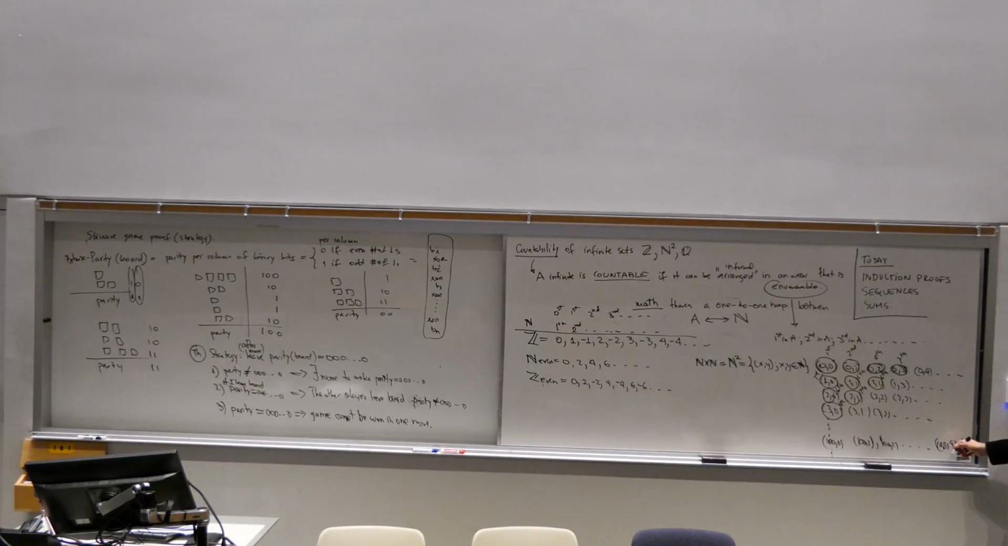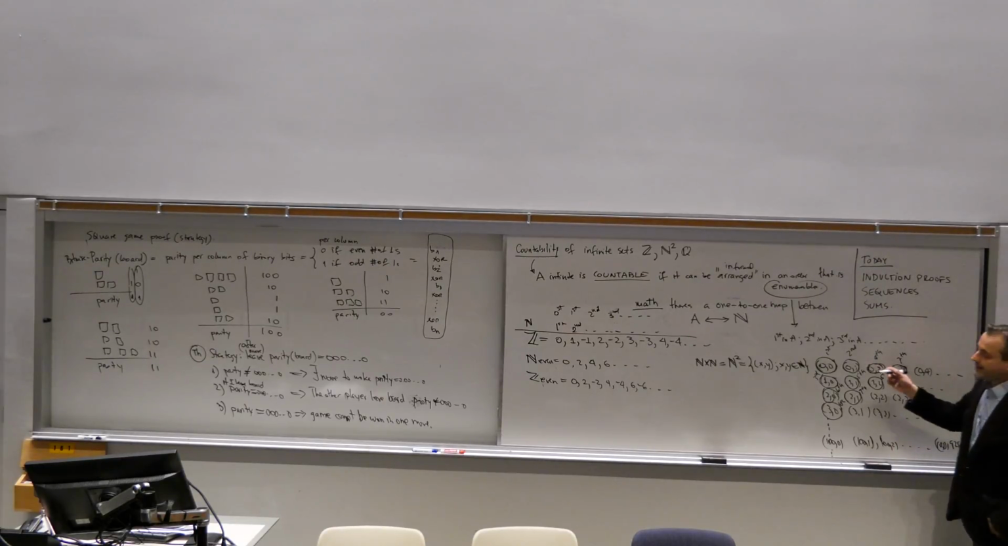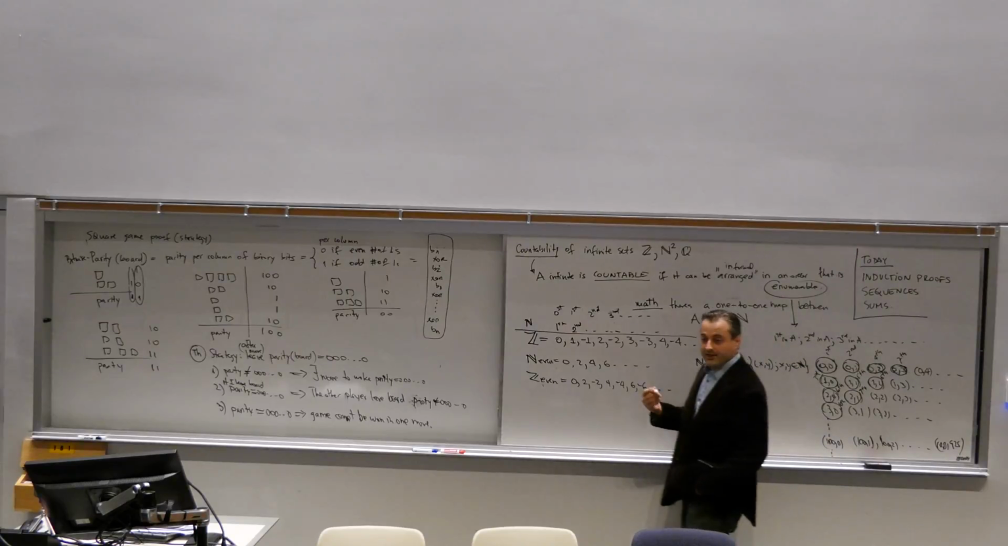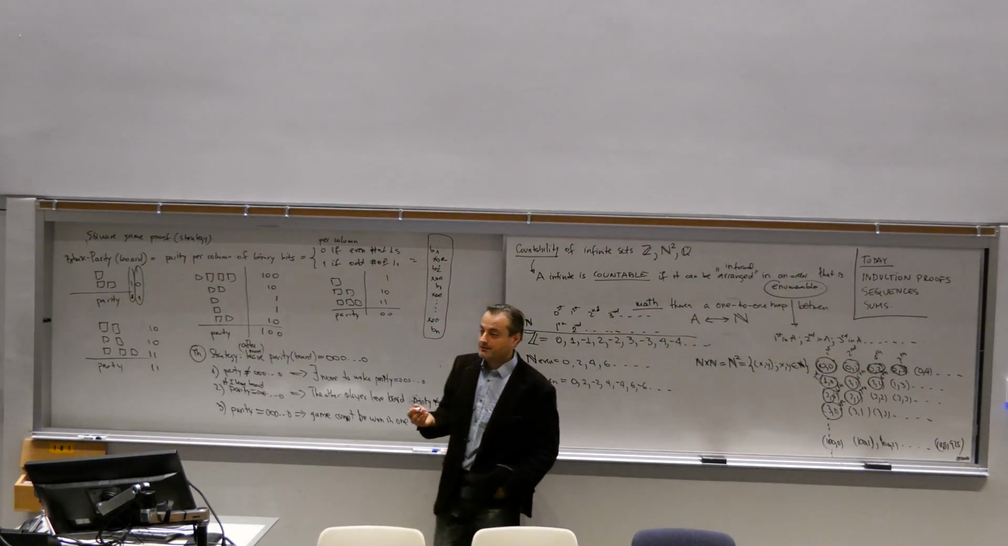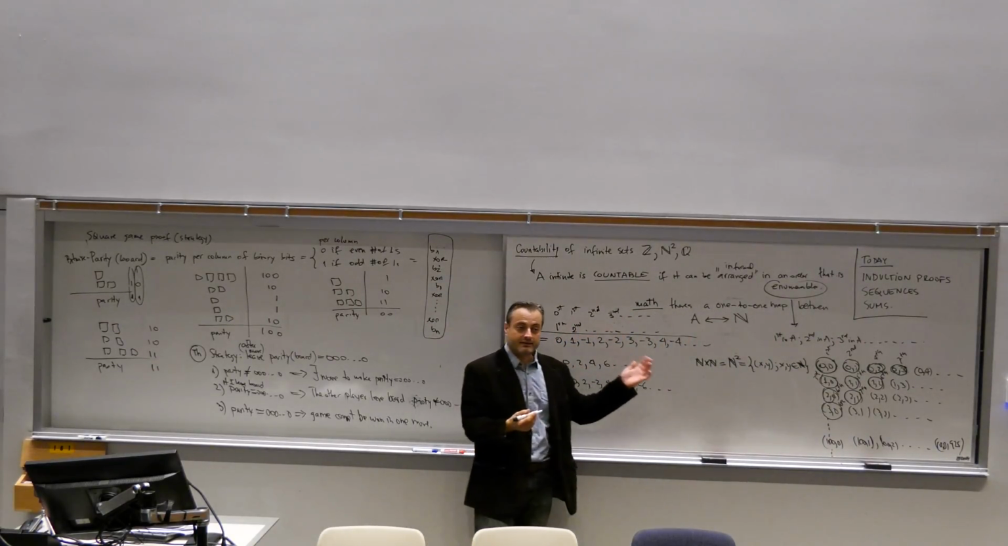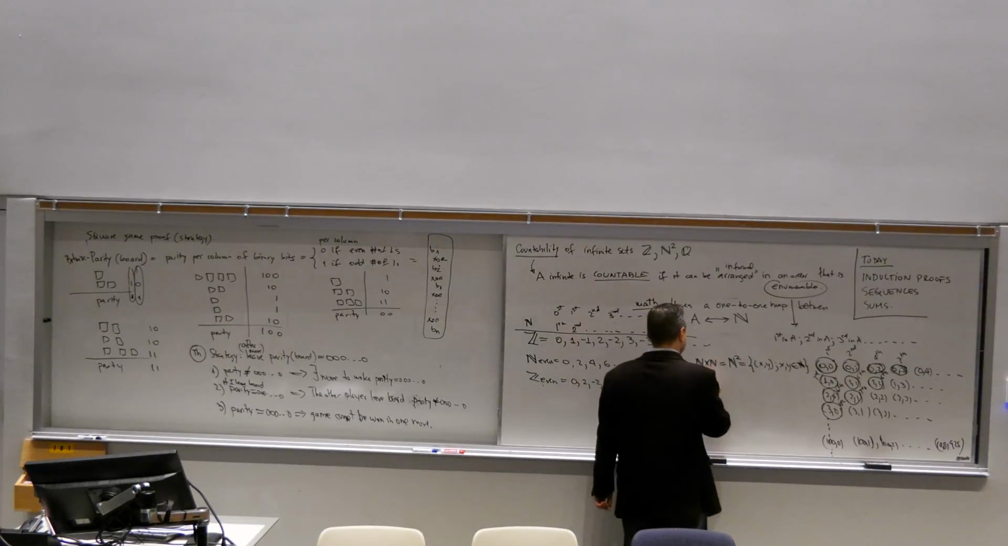It might be a very big number. The index of this pair in my enumeration might be 900,000. That's fine. Eventually I'm going to get to it. So that's how I can enumerate n squared. Therefore, n squared is countable because I can enumerate its elements. Right? N squared is countable.